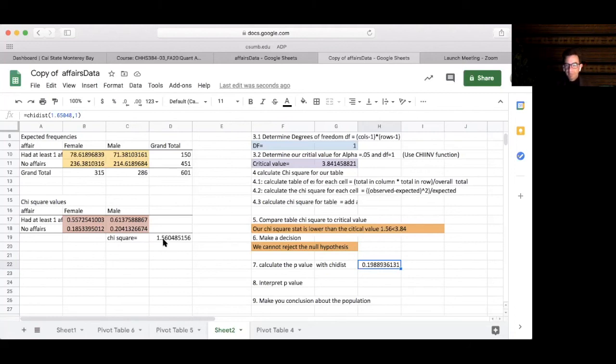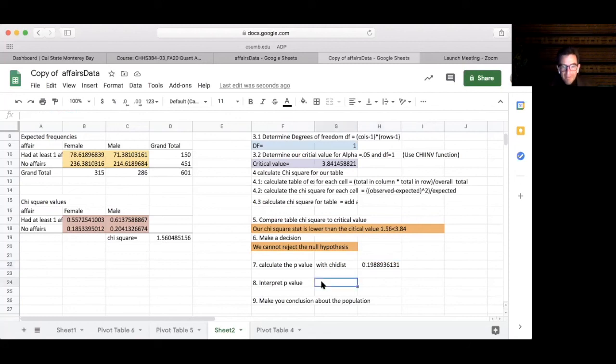If we were sampling from a population where there was no relationship, we would get numbers higher than that 20% of the time. 80% of the time we get lower than that. It's pretty common. So that's why we cannot reject, right? We said we're going to reject only if we get these rare numbers that we only get 5% of the time. But in this case, we can't.